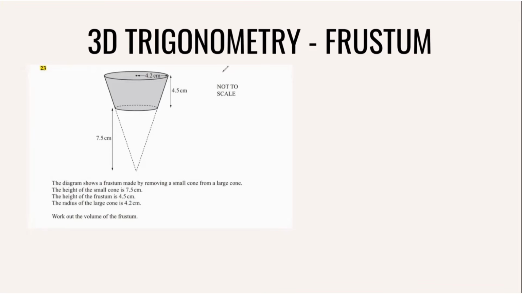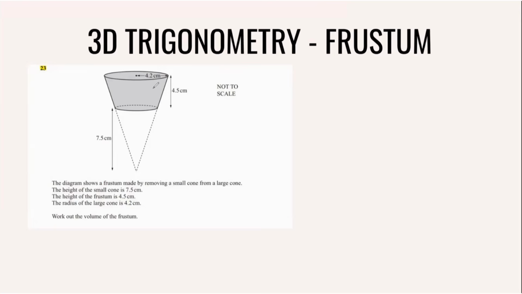So as you can see, the question says the diagram shows a frustum made by removing a small cone from a large cone. So the frustum is this shaded part, okay? It's not the cone, it's the shaded part. When you remove the top part of the cone from a big cone, it leaves the frustum.